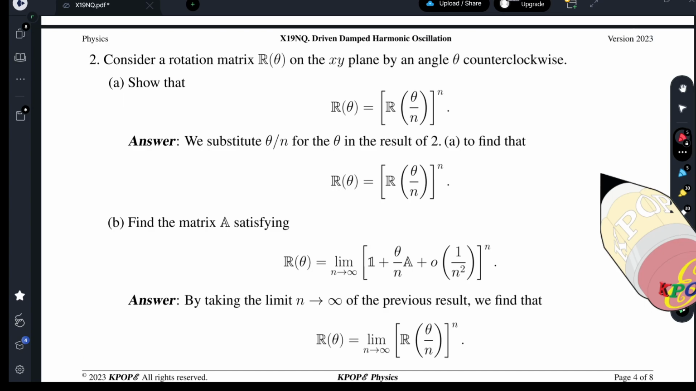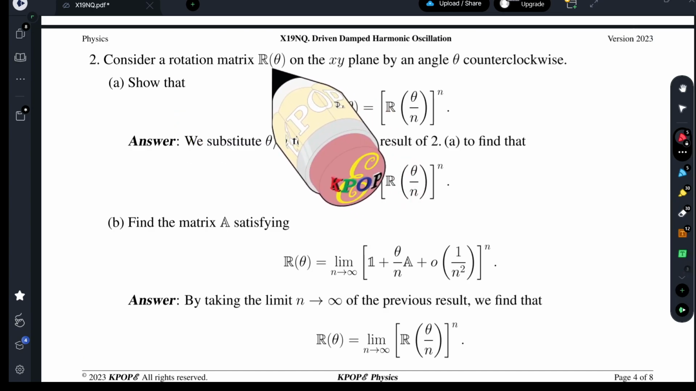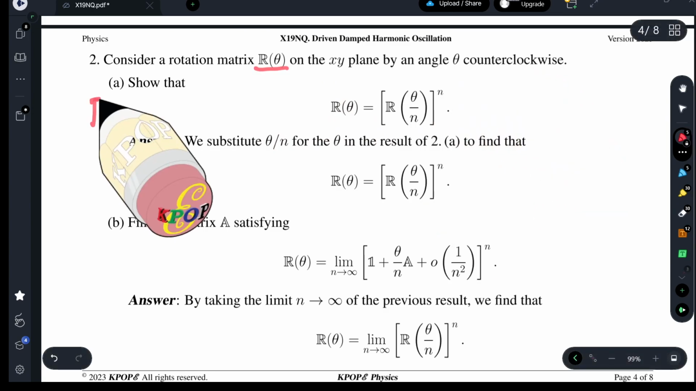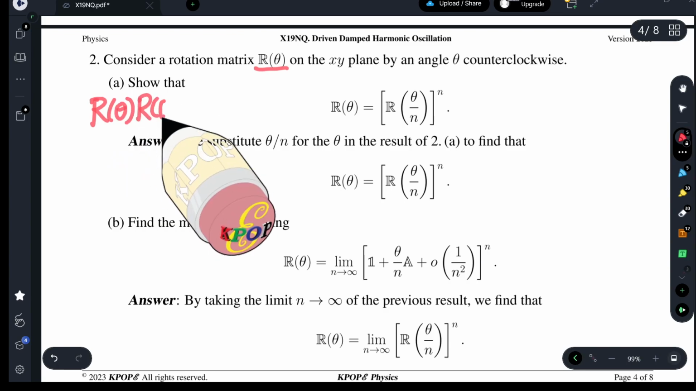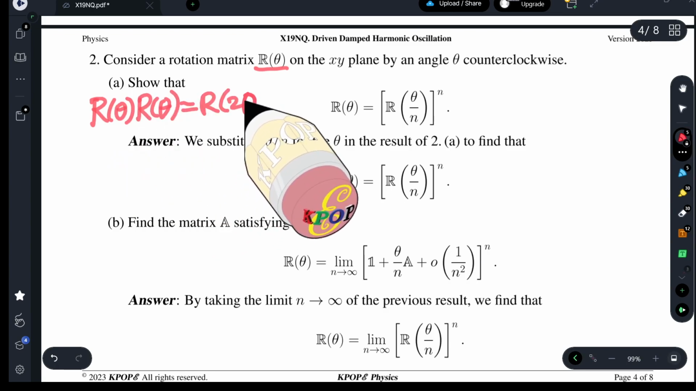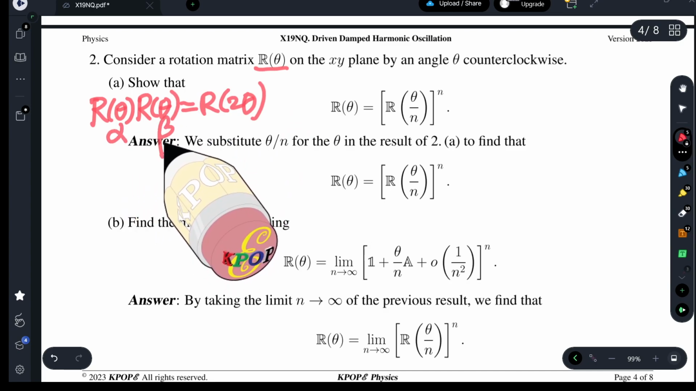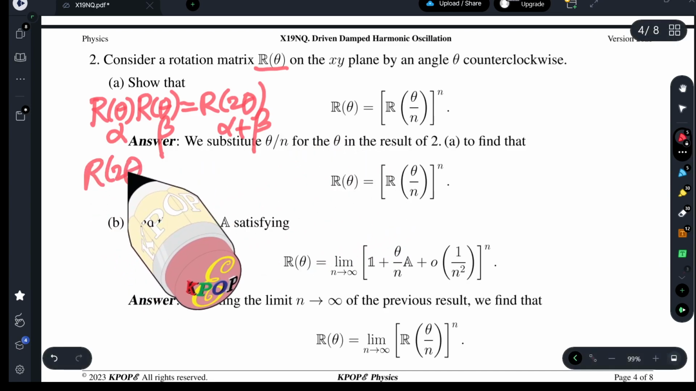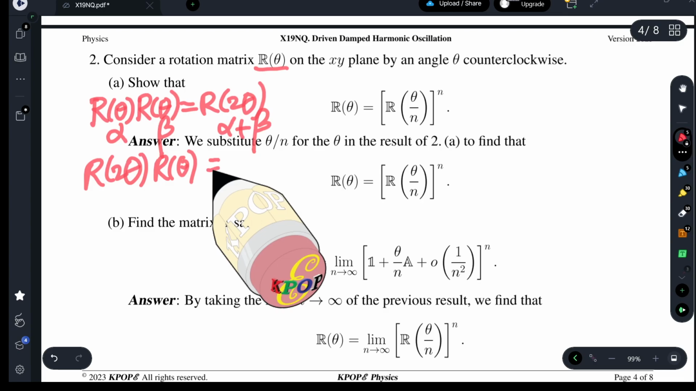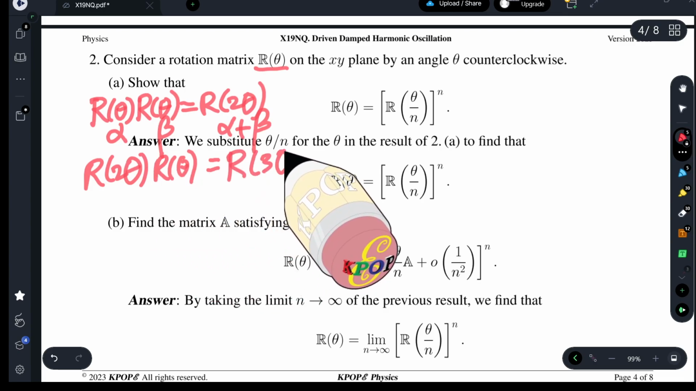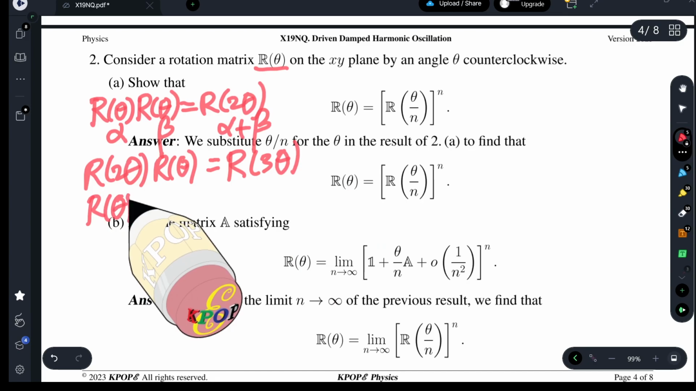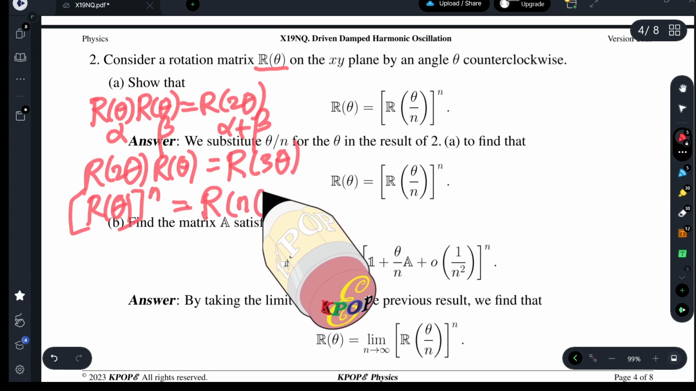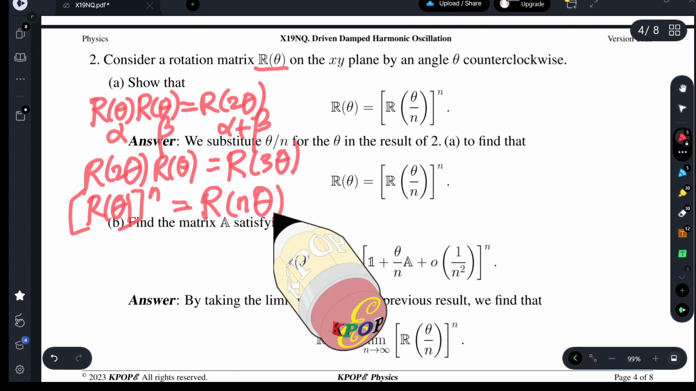Next, we consider this case. R theta. If I multiply R theta twice, the result is R 2 theta. Because if I substitute alpha and beta, it must be alpha plus beta. If I multiply R 2 theta and R theta, my result will be the sum, that is R 3 theta. Therefore, if I multiply R theta n times, the result is exactly R of n times theta.